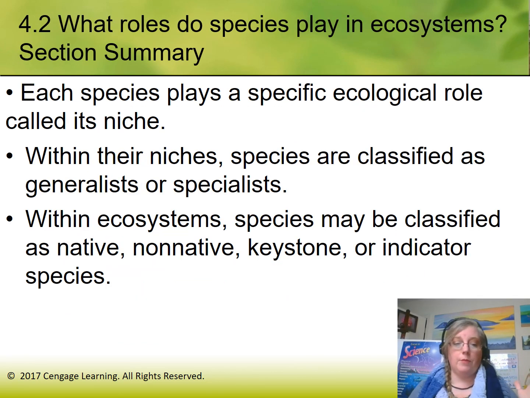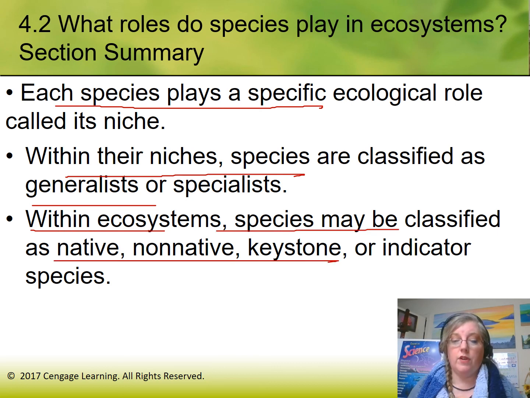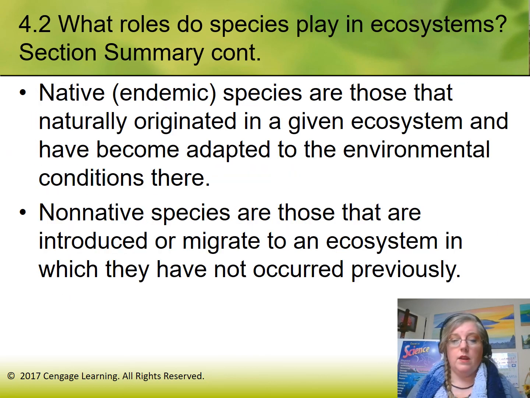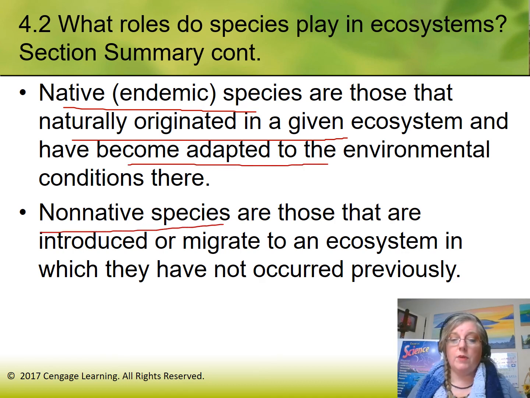So here's our section summary. Every species plays a specific role in its niche. Within the niche are species classified as generalists or specialists, and within the ecosystems they can be further classified as native or non-native, keystone or indicator. Next up, native or endemic species are those that naturally originated in the given ecosystem and have become adapted to those environmental conditions, and the non-native species are those that are introduced to or migrate to an ecosystem where they did not occur previously.